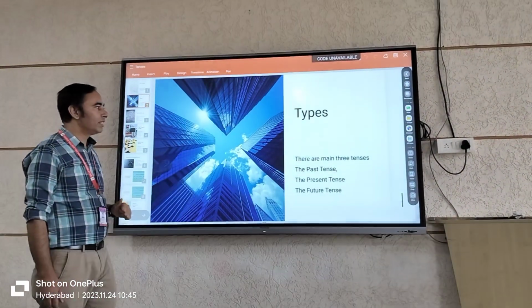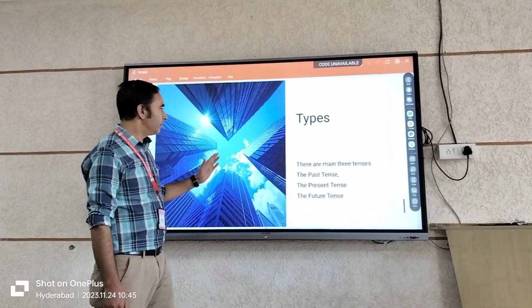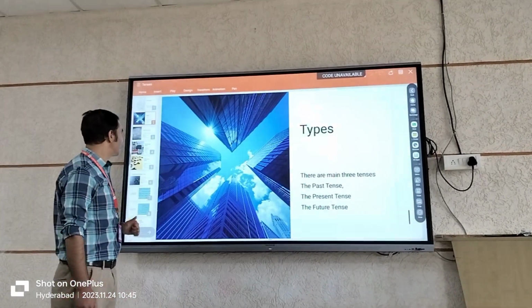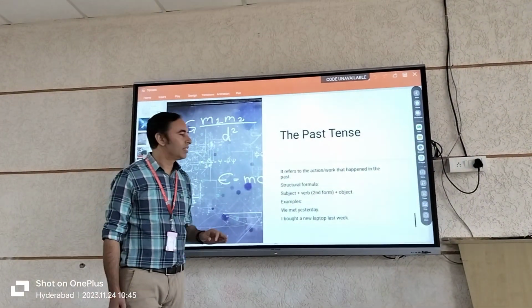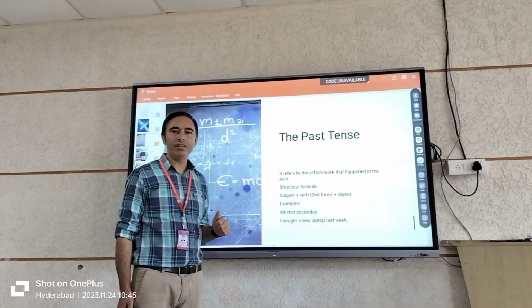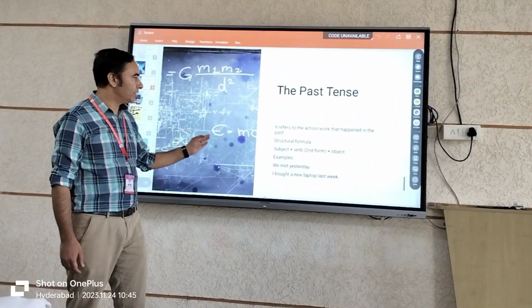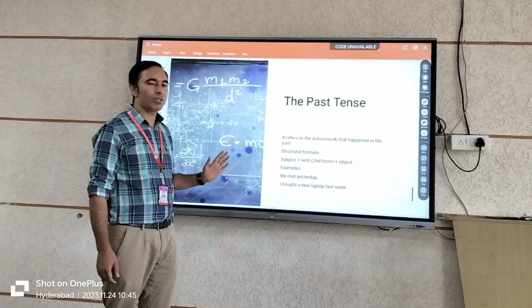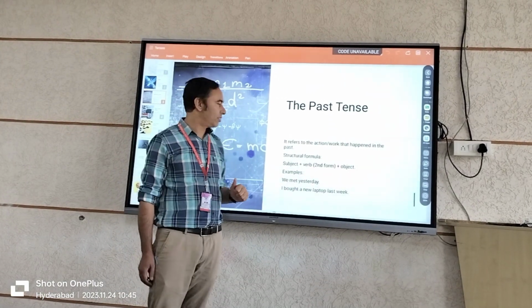Now let us talk about the types of tense. There are three types of tense: the past tense, the present tense, and the future tense. Now the past tense refers to the action or work that happened in the past. And when we talk of the structural formula of this tense, we use subject plus verb, the second form of the verb, and the object.